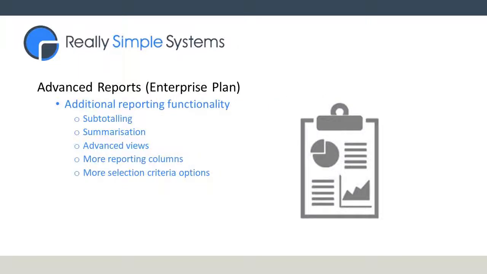Advanced Reports is a feature available on the Enterprise plan, and this provides additional functionality for your reports, for example subtotaling, summarization and advanced views so that you can have more columns and selection criteria options.